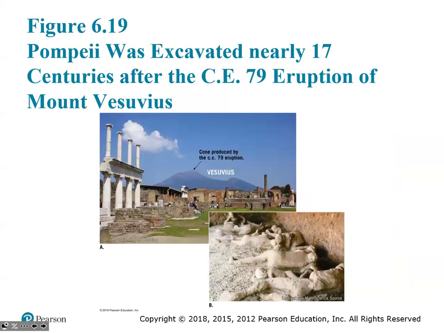So Pompeii was destroyed nearly 17 centuries after the CE 79 eruption of Mount Vesuvius. And it was buried in this ash. And it was not the fastest, which means people had time to react to it. But yeah, people got buried in ash and it hardened around their bodies. So their bodies rotted away over time, but the shell of ash that formed around their bodies remained.